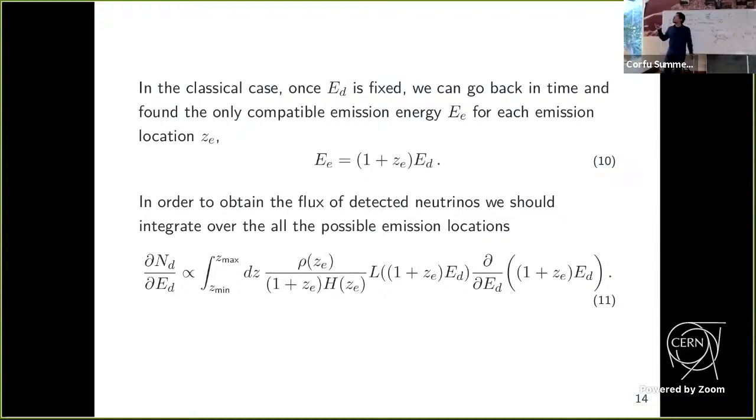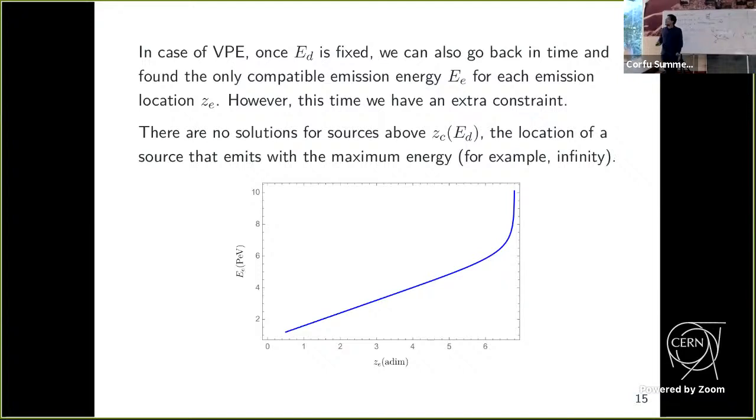The thing is that if we try to do this including the effects of the BPE, what we get is that if we plot, for example, the emission energy as a function of the location of the source, we get that for a certain source, this relation has a singularity. It goes to infinity. That means that there is a source which has to emit a neutrino with infinite energy in order to be detected with energy ED. This puts a limit on the compatible sources.